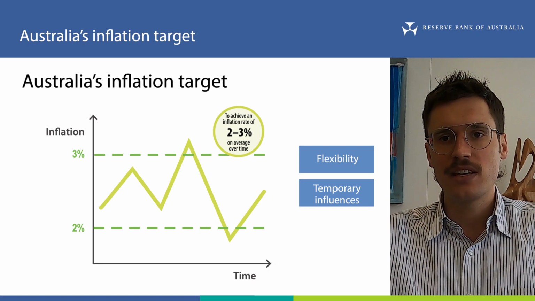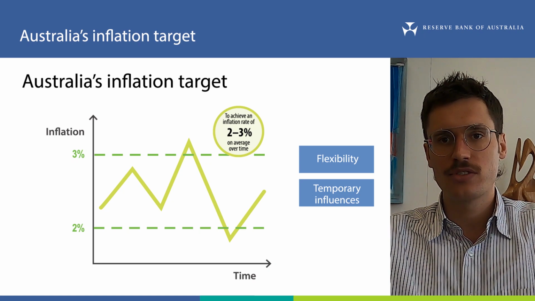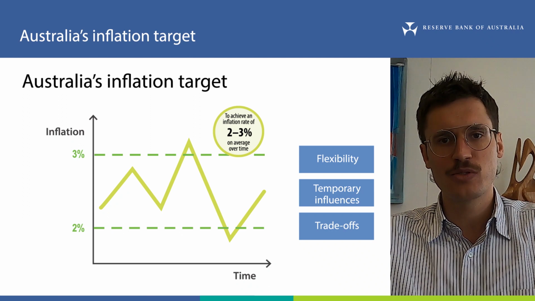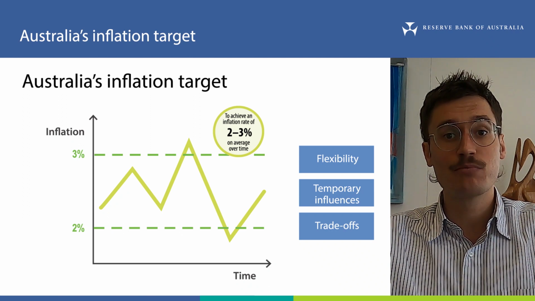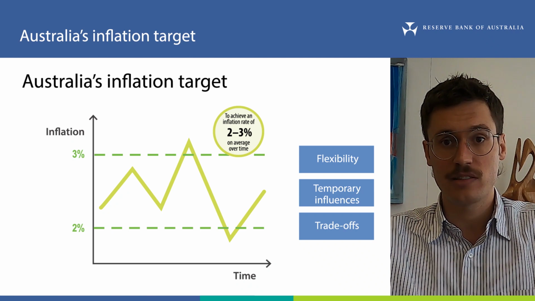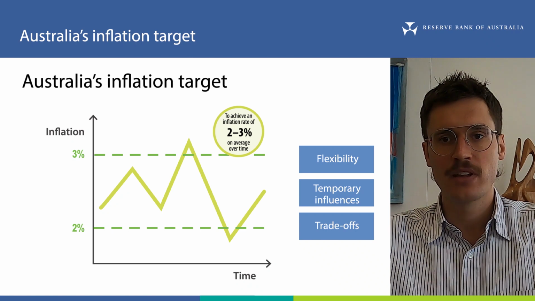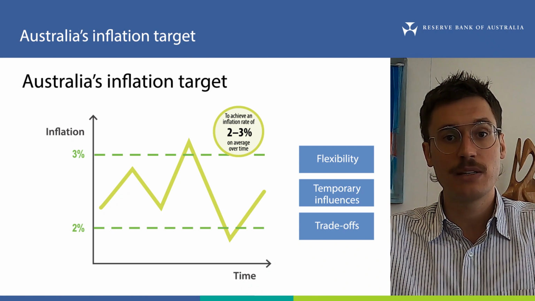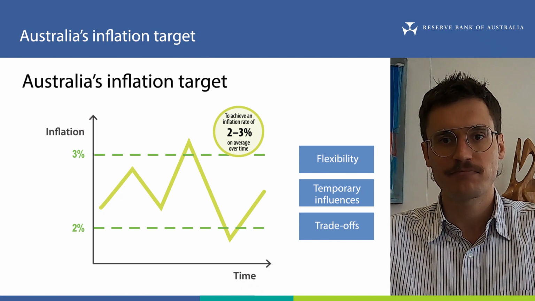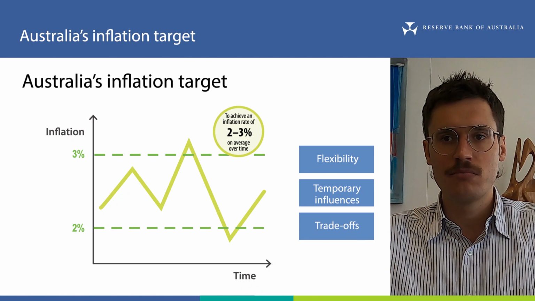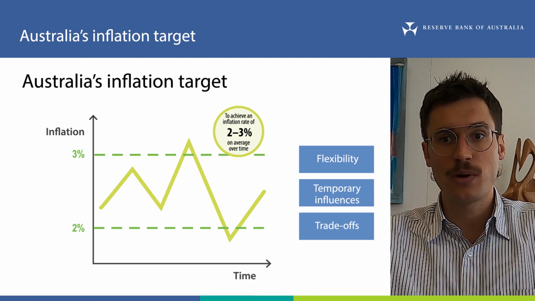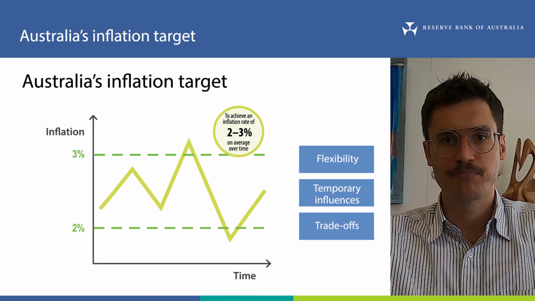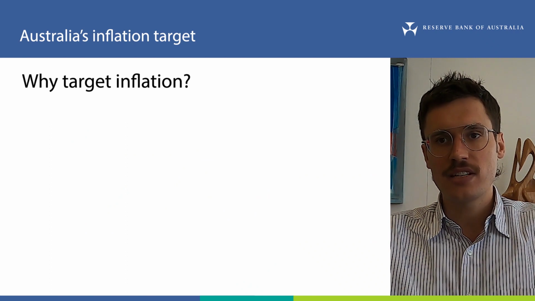Monetary policy shouldn't respond to these because it cannot affect them. The flexibility of the inflation target also allows the Reserve Bank Board to manage trade-offs between its objectives over short-term periods and to consider some of its broader objectives when setting monetary policy, such as financial stability. We discussed this more in our video on the objectives of monetary policy. So although inflation can move around and is sometimes outside of the target range, over the medium term, the board wants inflation between 2 to 3% per year. So that's what the inflation target is.